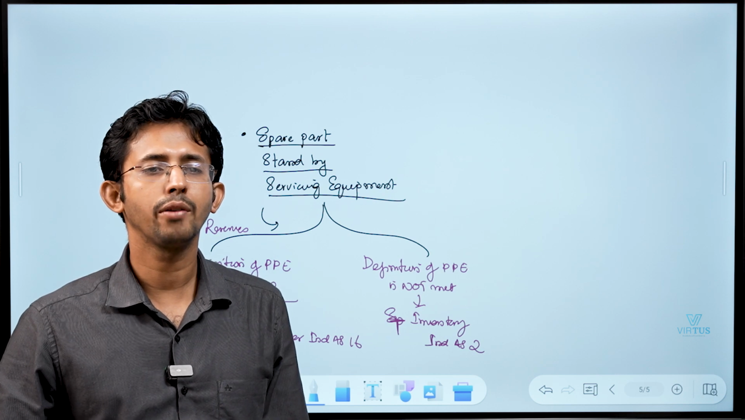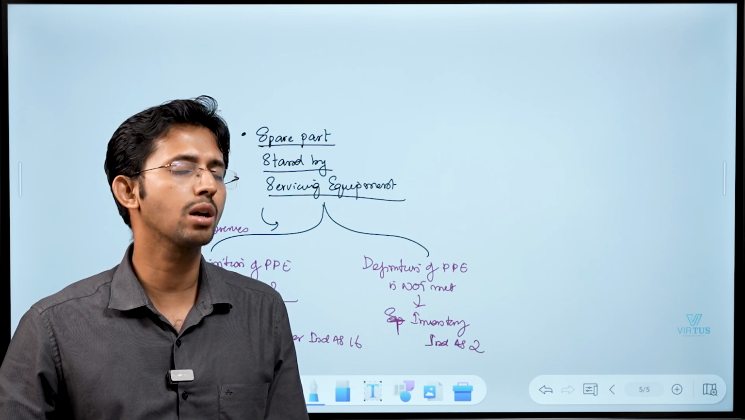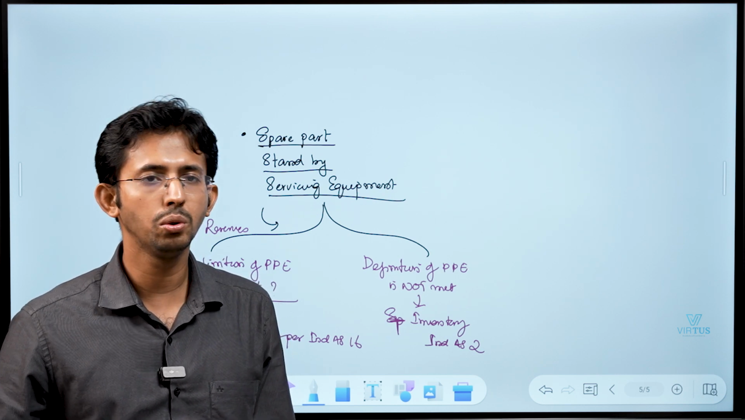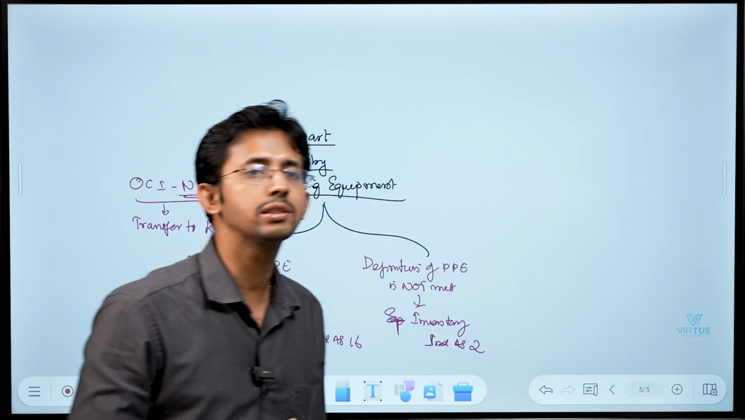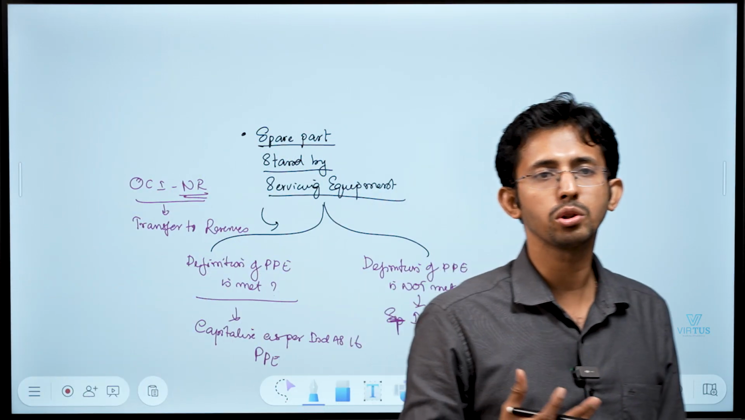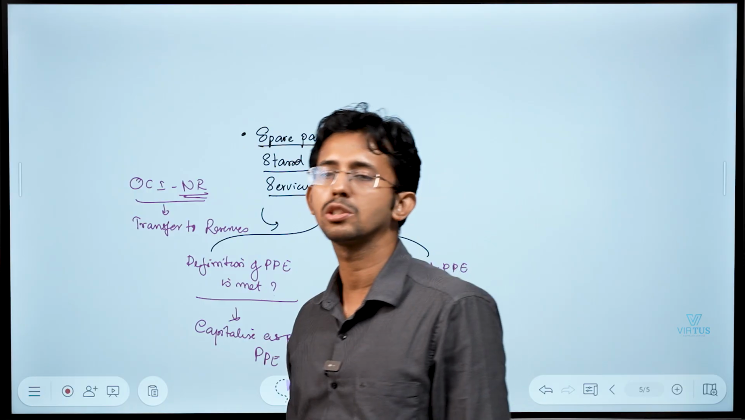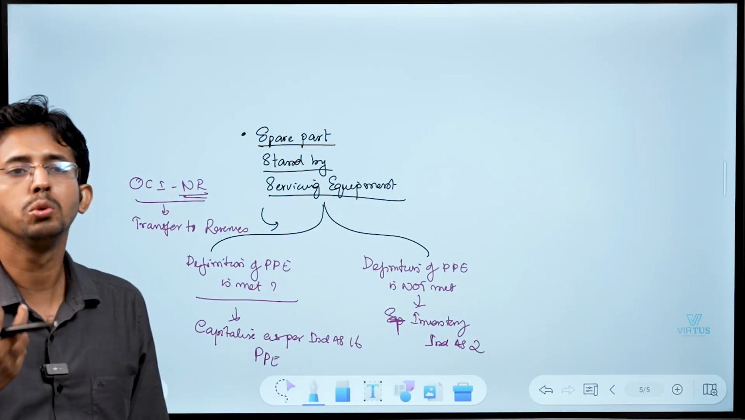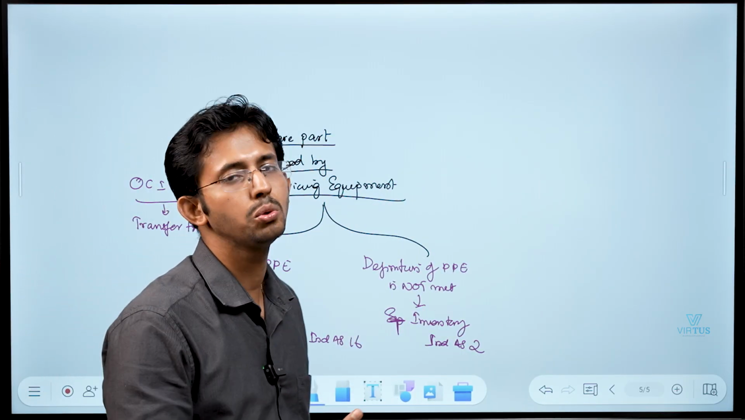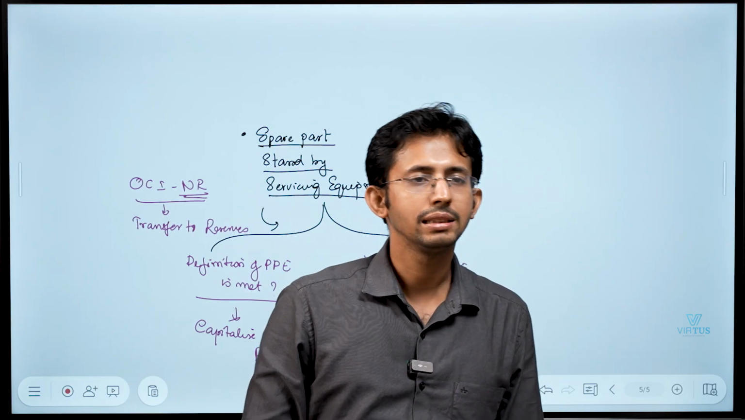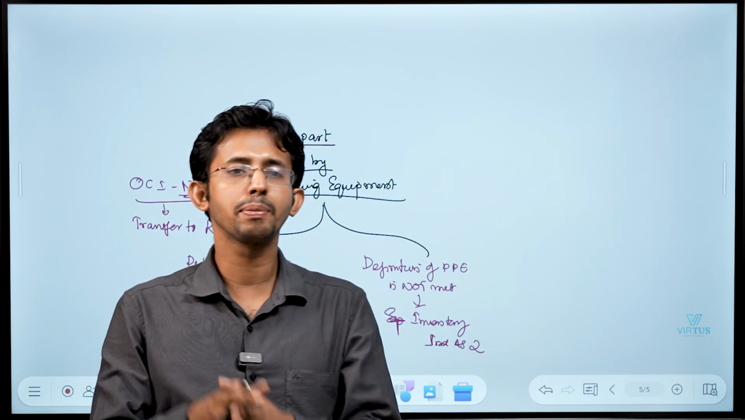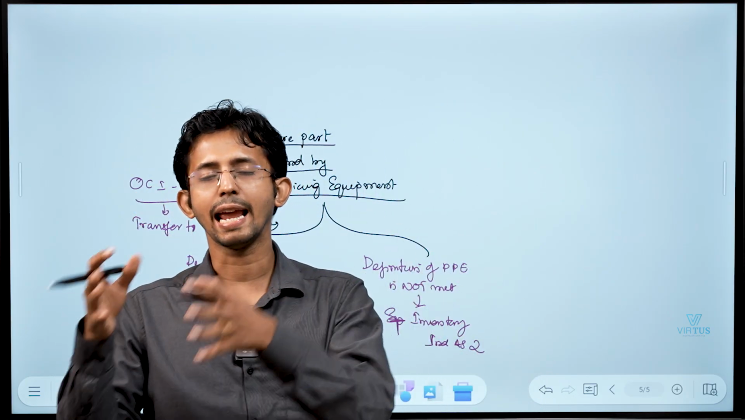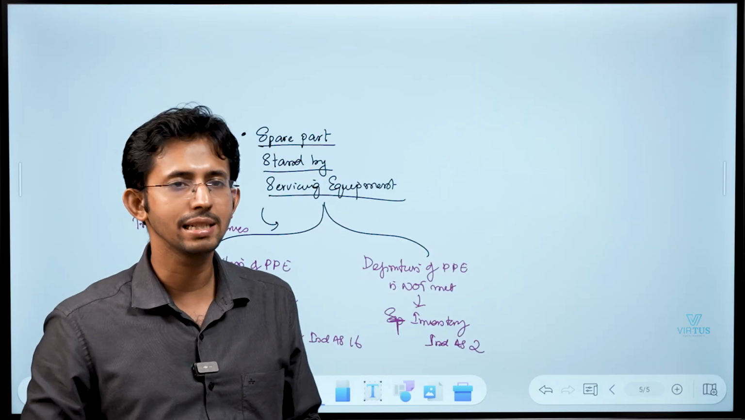Then we will also talk about the disclosures. There are lots of disclosure requirements. You have to explain what are the measurement bases used in determining the gross carrying amount. Then the depreciation methods used have to be disclosed. Then the useful lives or the depreciation rates used have to be explained. Then the gross carrying amount and the accumulated depreciation at the beginning as well as the end of the period have to be given as a reconciliation.